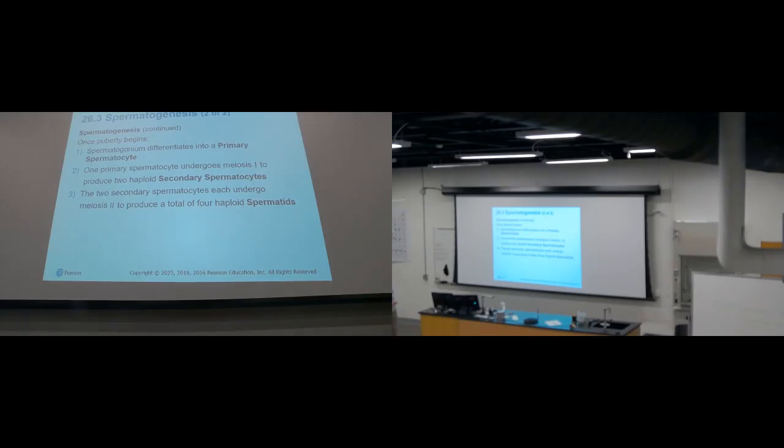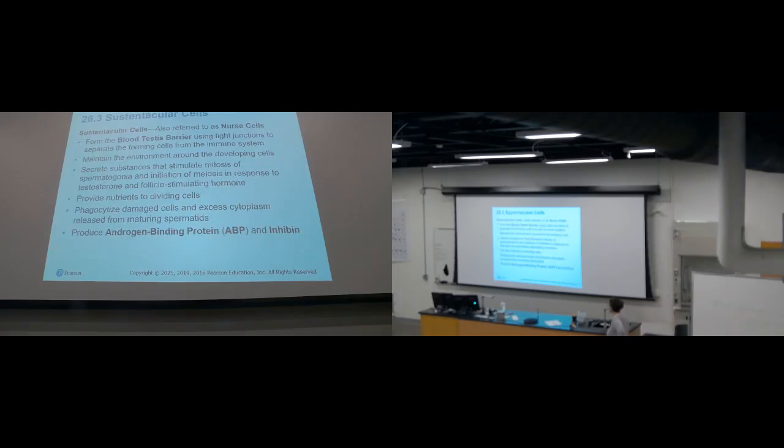So the one that forms the primary spermatocyte will undergo meiosis 1 to produce 2 haploid secondary spermatocytes. And then these secondary spermatocytes will undergo the second division, which is meiosis 2. And at the end of meiosis 2, you end up with 4 haploid spermatids.